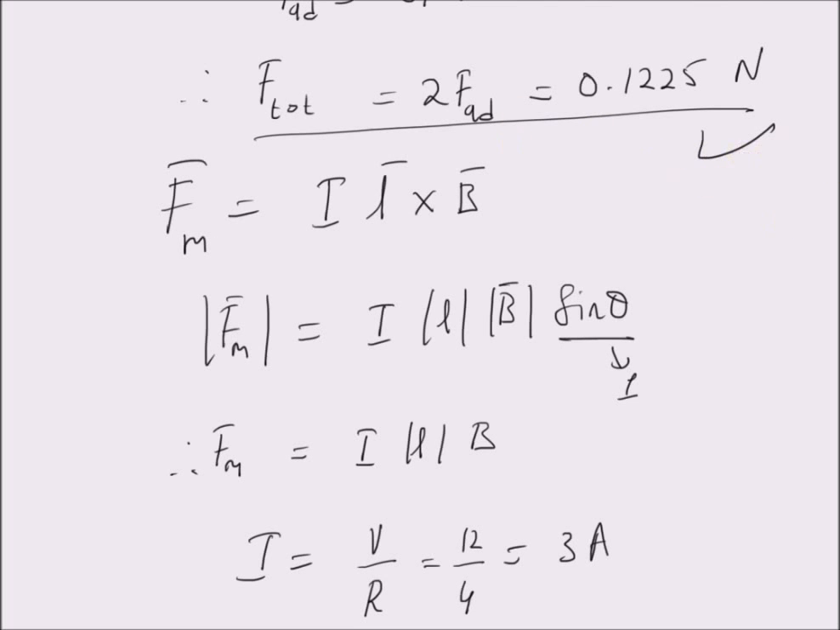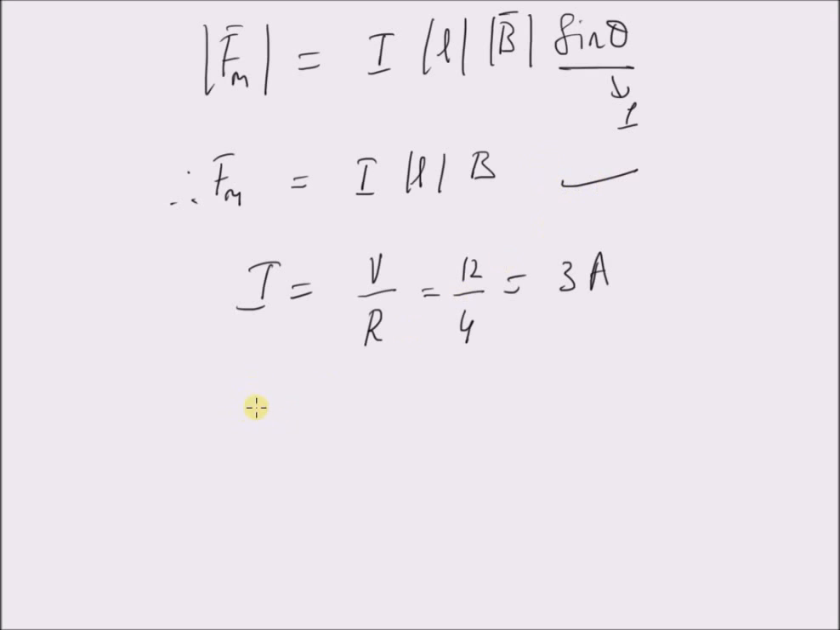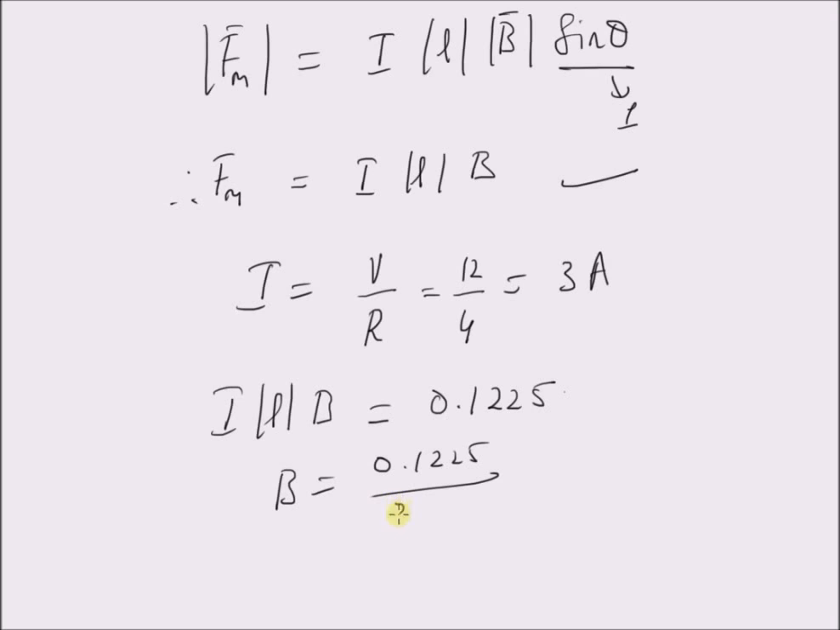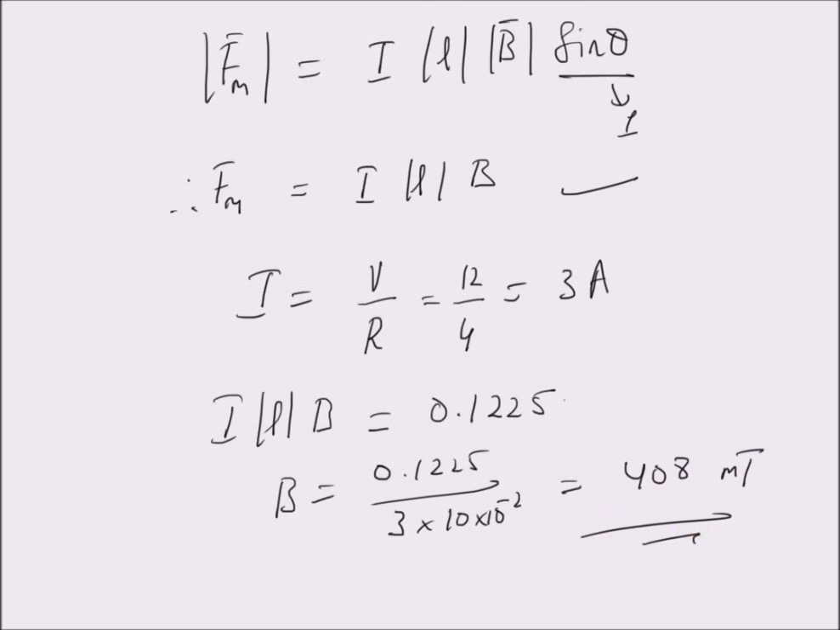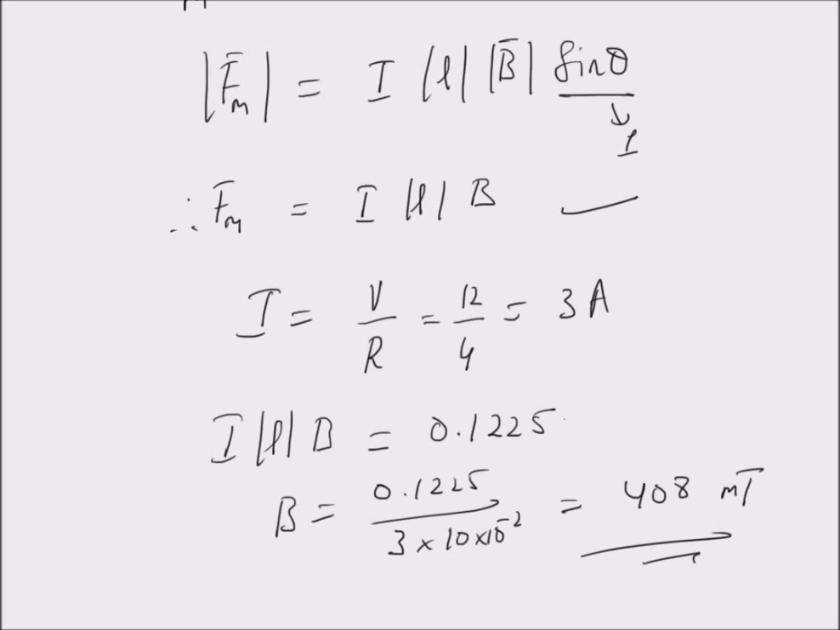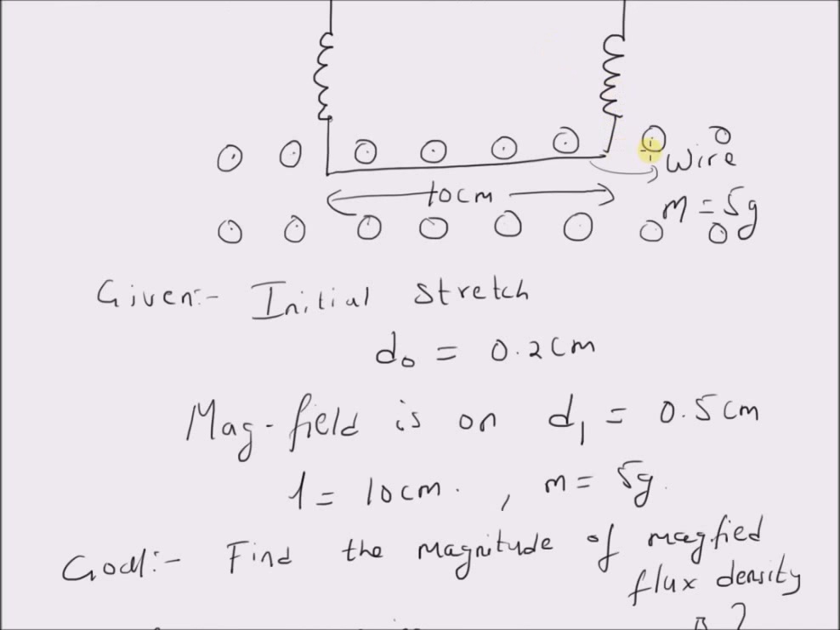So by equating this force to the magnetic force, we can clearly see that I into the length L into the magnitude of the magnetic flux density should be equal to 0.1225, and therefore B is equal to 0.1225 divided by the current 3 amperes and the length given by 10 centimeters. So upon simplification, this should be equal to 408 millitesla. Thus, a magnetic flux density of magnitude 408 millitesla is required to produce an additional stretch of 0.5 centimeters in these springs. Thanks for watching.